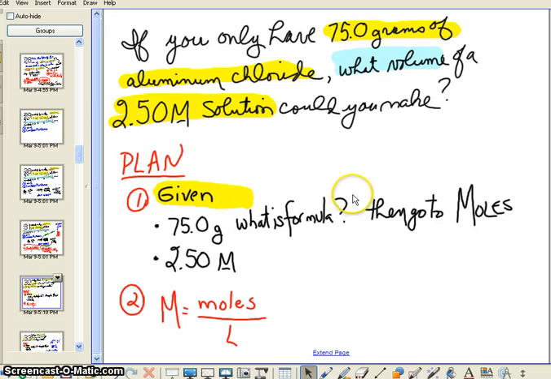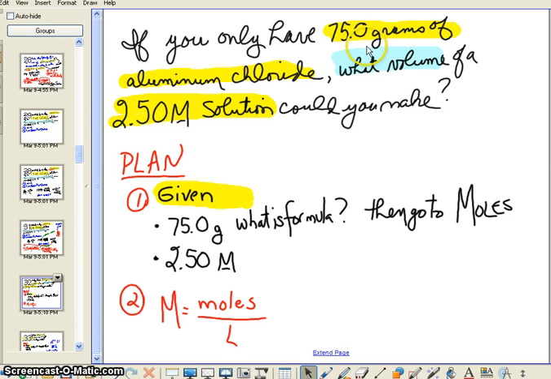Third problem. Again, if you didn't get the last problem, go back, rewind, try the notes, try listening to the notes before you move on to this one. This is getting a little bit more complicated. Maybe you need to go back and read your book. So, this is the problem, 75 grams of aluminum chloride. What volume of a solution could I make?